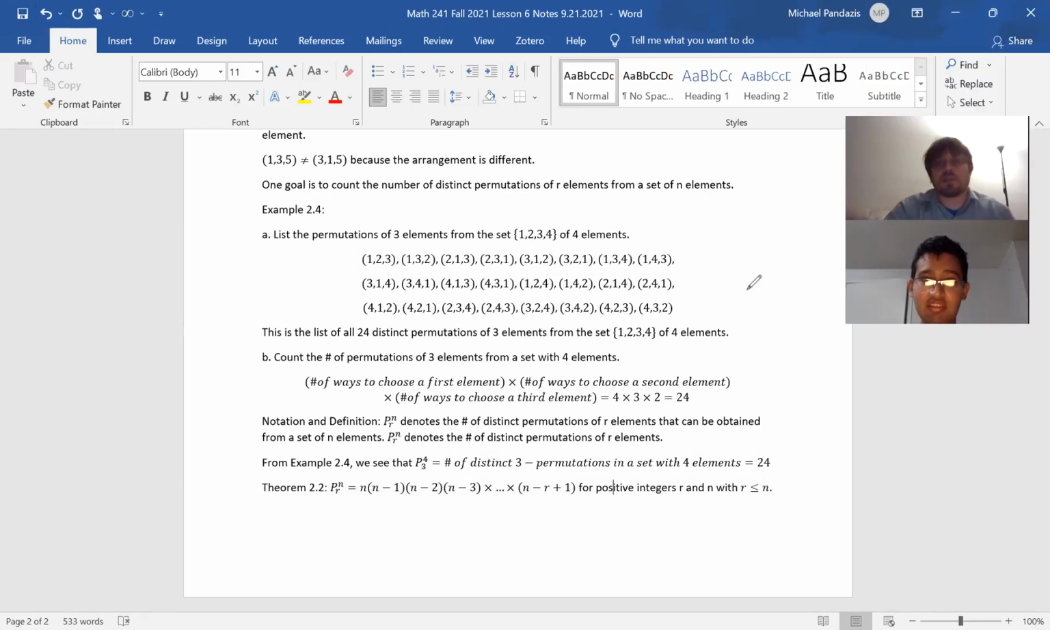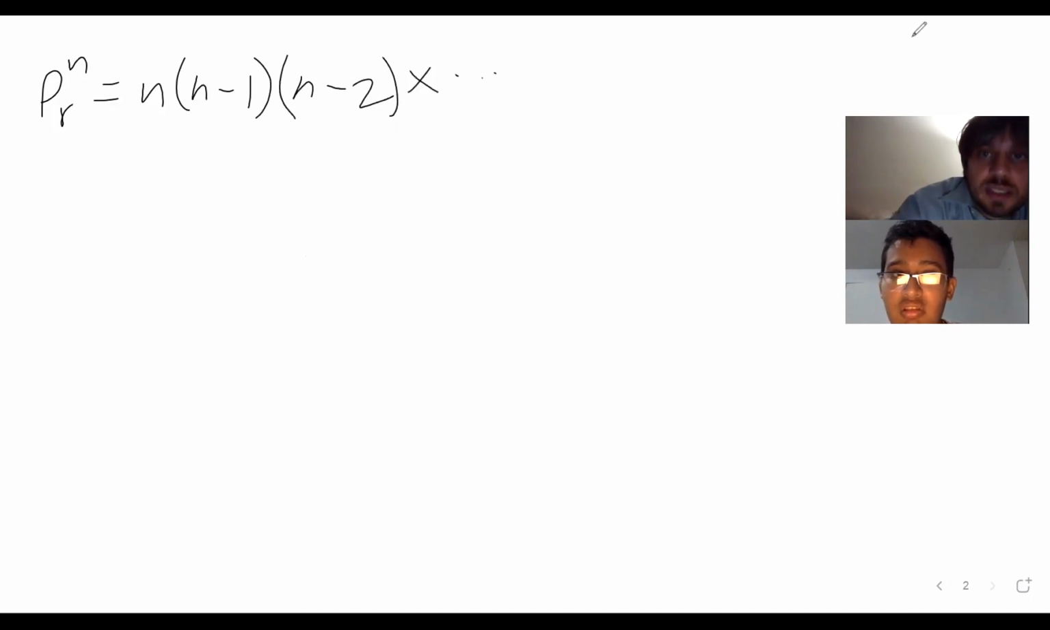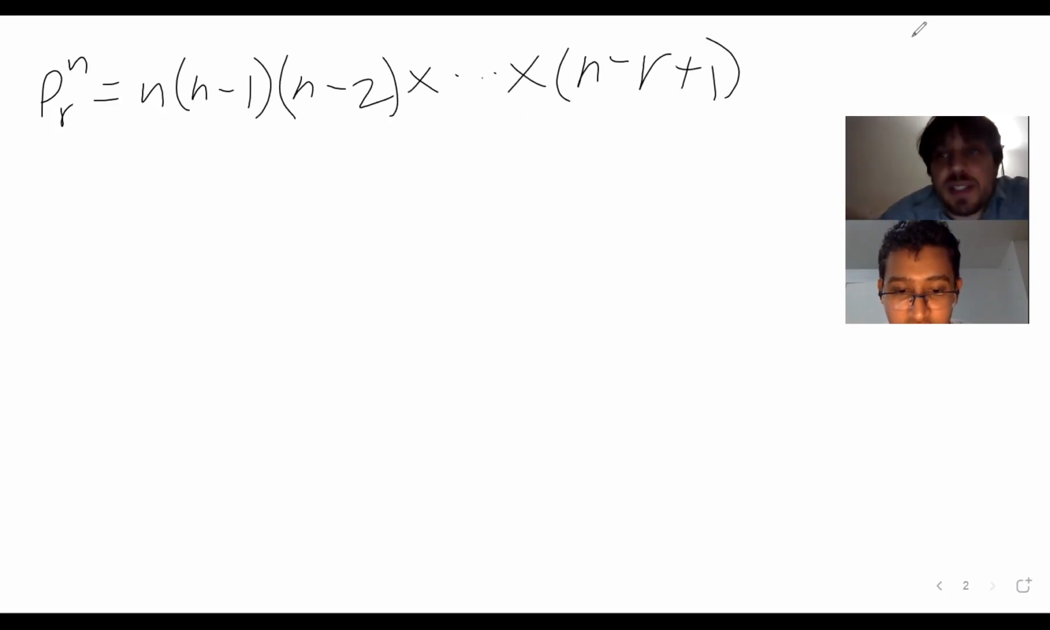Okay, so again, the formula, I guess I'll write it again. So we have P(n, r) is equal to n times (n minus 1) times (n minus 2) times dot dot dot times (n minus r plus 1). Okay, that's the formula. I'm going to write it one other way.